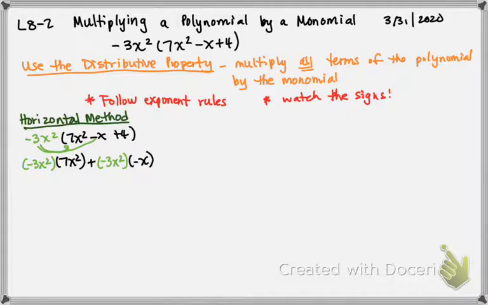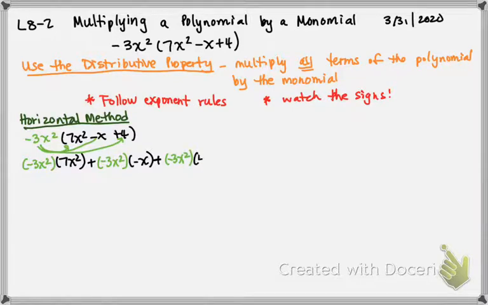Because remember, we can add the opposite. So add the opposite of subtracting x, so I'd add negative x. That's where that negative comes from on the x. And then, again, I'm just going to write plus, and then I'm going to distribute the negative 3x squared times that positive 4.